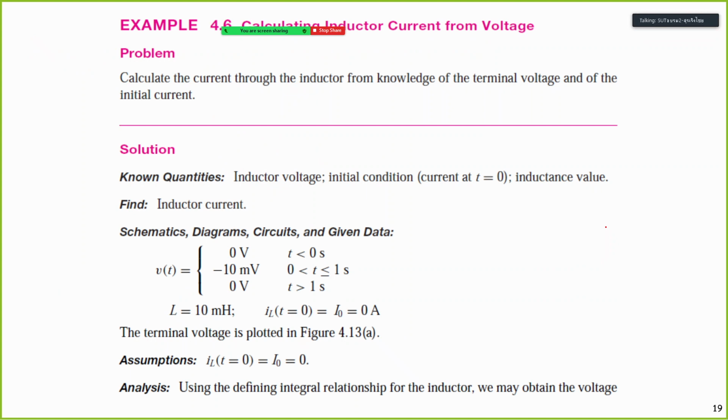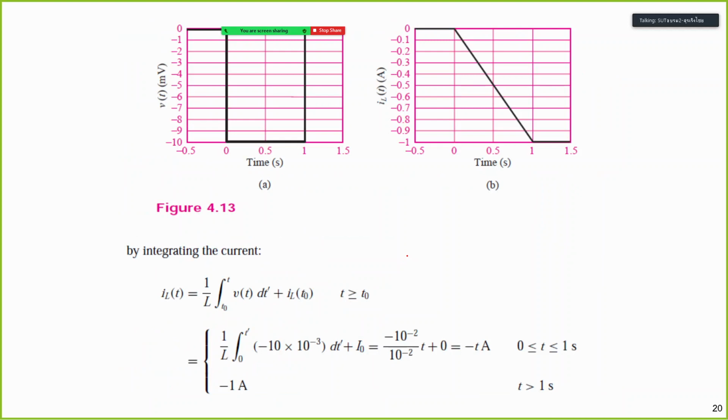And this is another example of the inductor. If the voltage is like this, what is the current? If the voltage is 0, the current is constant. If the voltage is negative, the current has a negative slope. And where the current is constant, the voltage is 0, like this.